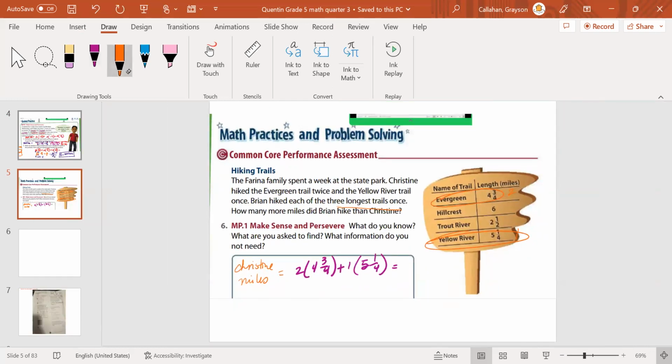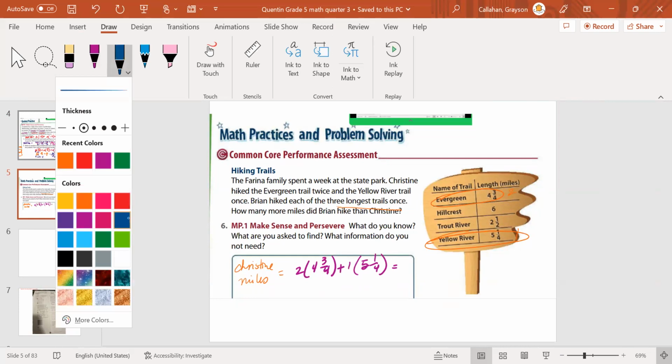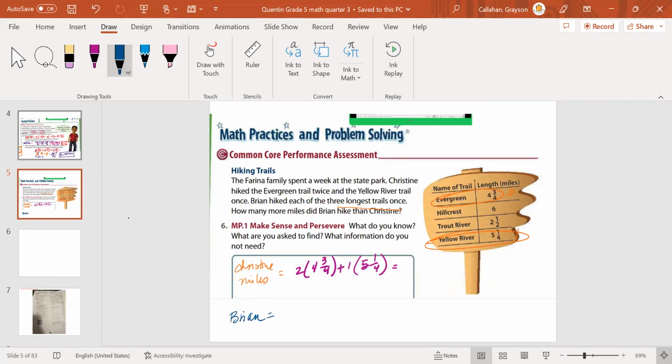Now you have to do Brian. When you're done with Christine, let's do Brian. Brian hiked each of the longest 3 trails. Which one are the longest? Yep. Okay, so his is going to be 4 3/4 plus 6 plus 5 1/4 equals. I want you to go ahead and write that out, please. Add them together.